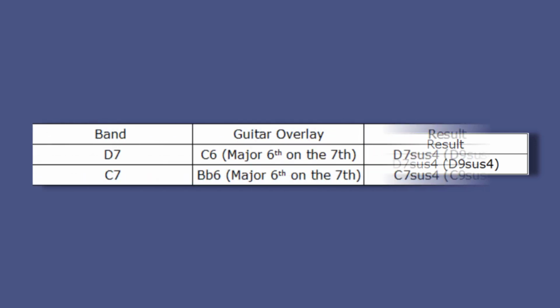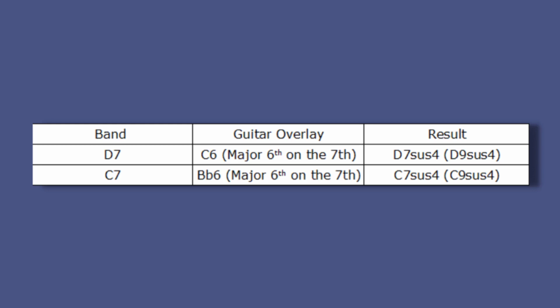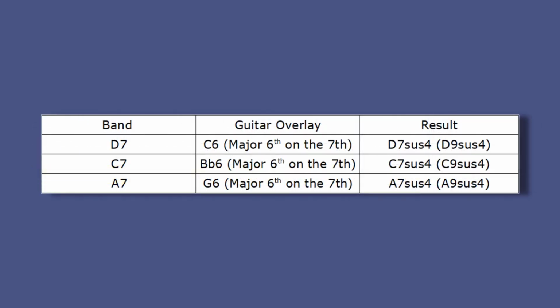Let's try a couple more examples for you. Let's say the band is playing C7, so the 7th note of a C dominant 7th chord is B flat. Therefore, if we played a B flat major 6th chord over the C7th background, the resultant sound would be C9 suspended 4th.